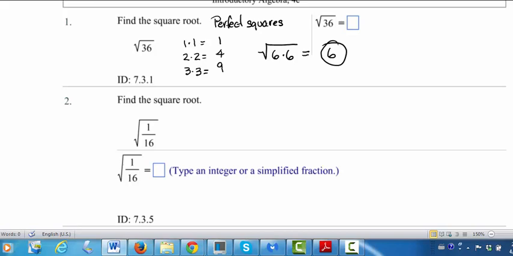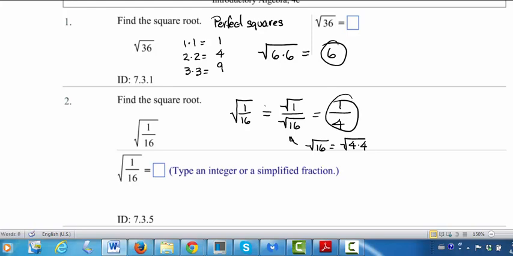Same thing if it's in a fraction. Right, I have the square root of 1/16. And I can think of, well, what number times itself gives me 1/16? Well, both the numerator and the denominator are perfect squares. Right, so that's like saying the square root of 1 divided by the square root of 16. 1 times 1 gives me 1, and 4 times 4 gives me 16. Right? We can think of the square root of 16 as the square root of 4 times 4. Okay?